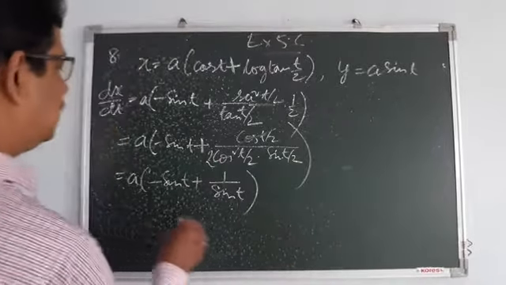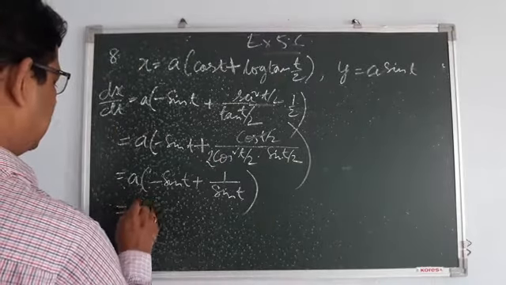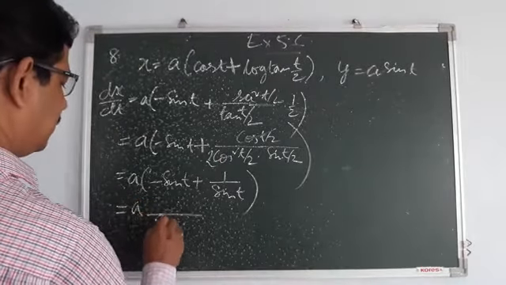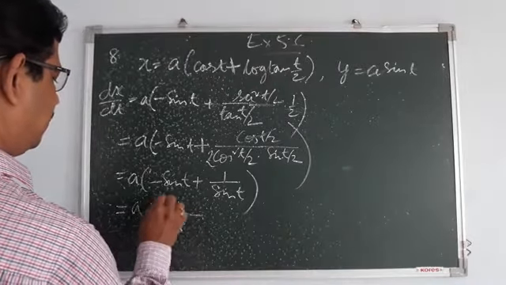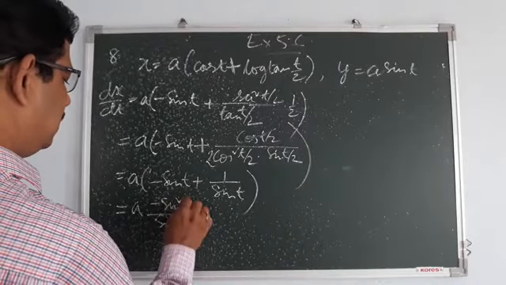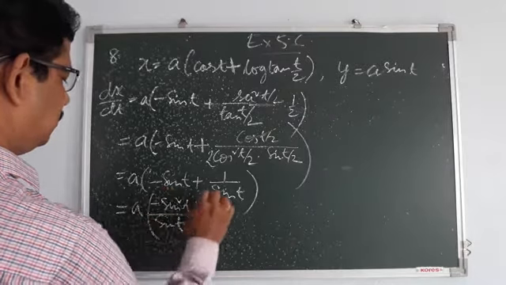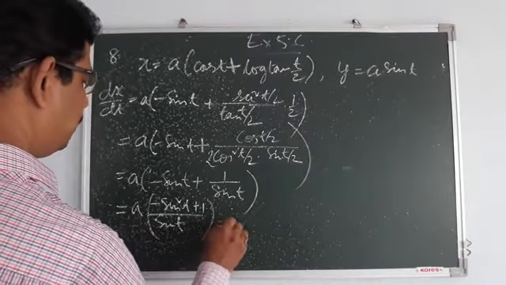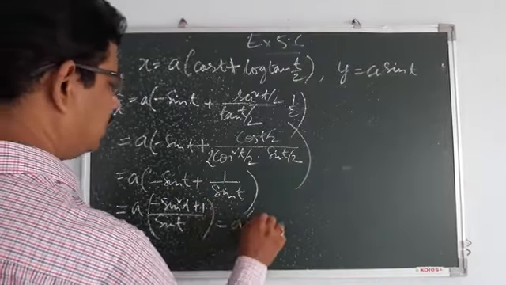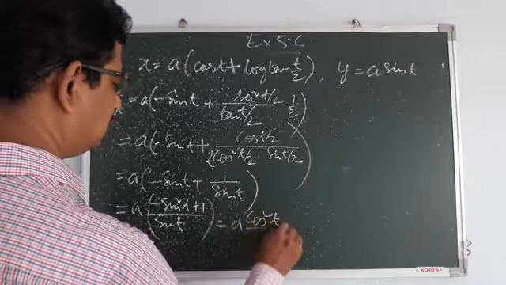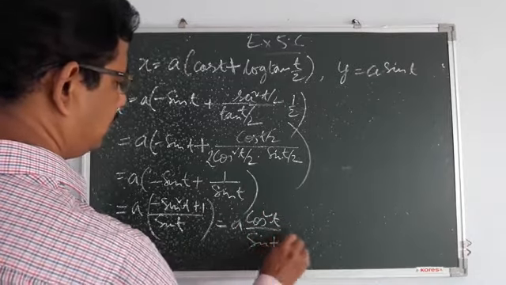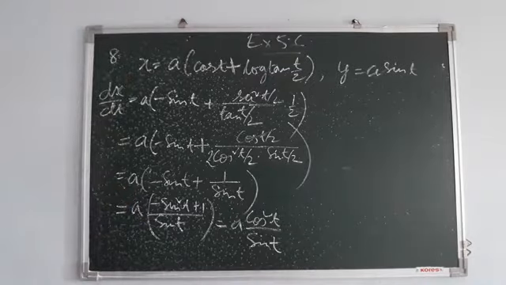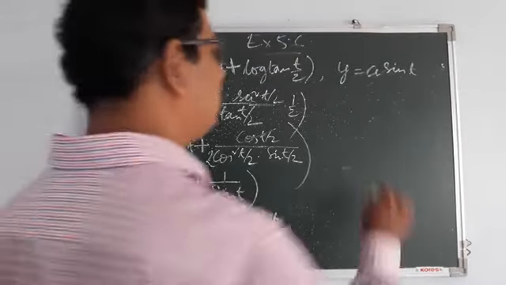Then you can take the LCM and we get, if we take LCM sin t, minus sin square t plus 1. You can make it simpler: 1 minus sin square t, or cos square t by sin t. So this is our value of dx/dt. Now dy/dt.